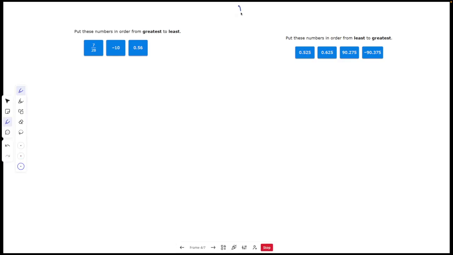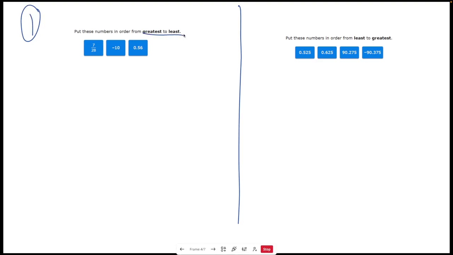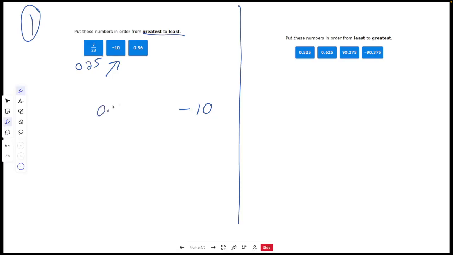Okay, now that you've had a chance to work these problems, let's take a look here. For this problem, call this number one, it says put these numbers in order from greatest to least. So again, there is one negative number, so I know it's the smallest. So negative 10 is going to be the very end. 7 divided by 28 as a decimal is 0.25. Again, you can do that in your head, type it in a calculator, do it by hand. That's up to you. And then we have 0.56. So the greatest number here is 0.56, 0.25, and last number is negative 10.